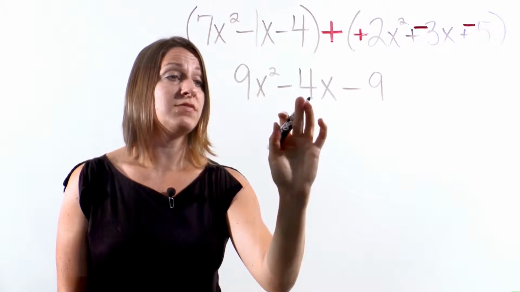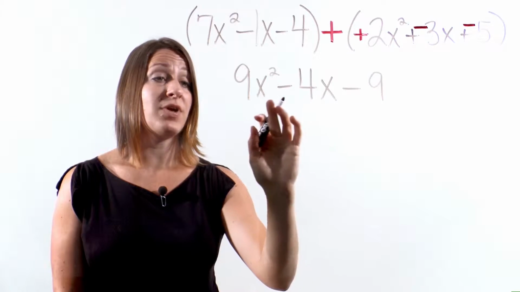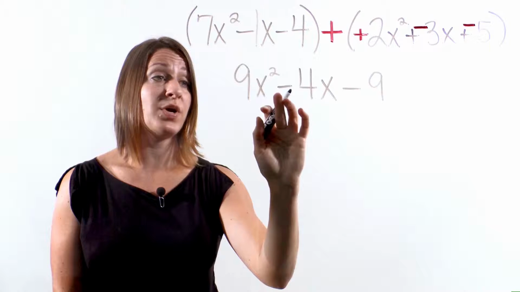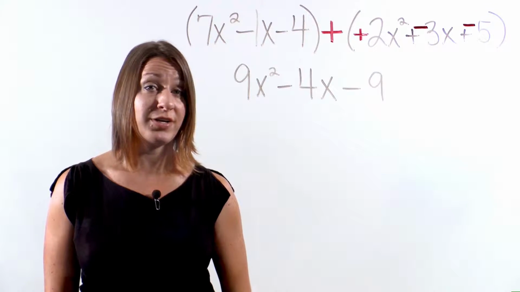We put these individual terms in descending order, and we have the trinomial 9x squared minus 4x minus 9 as your final answer.